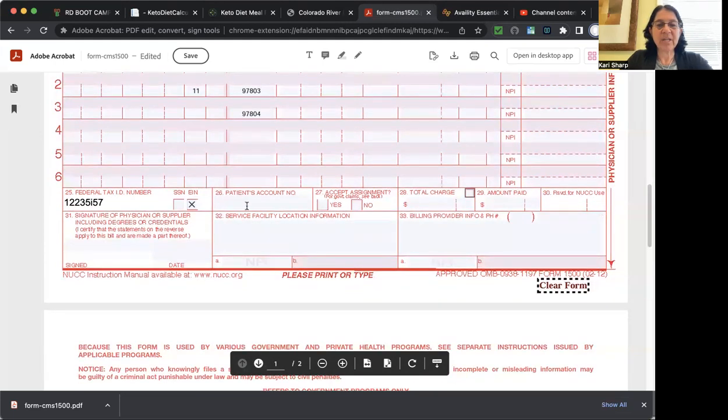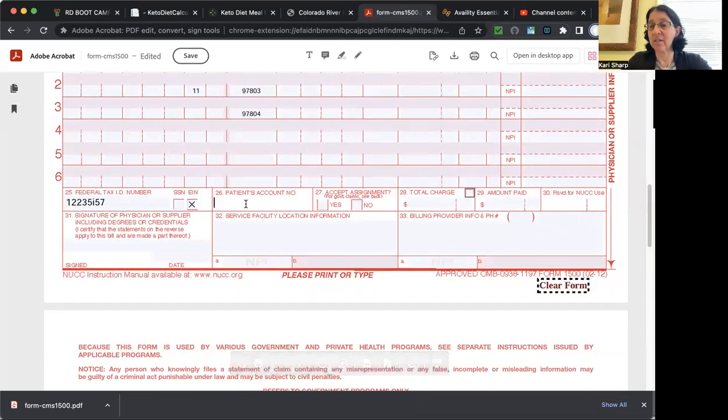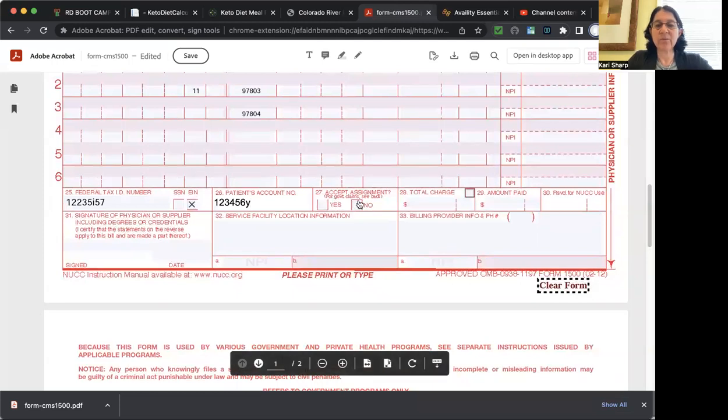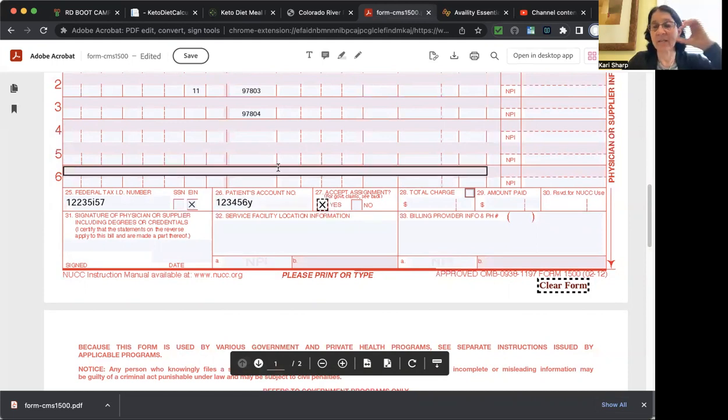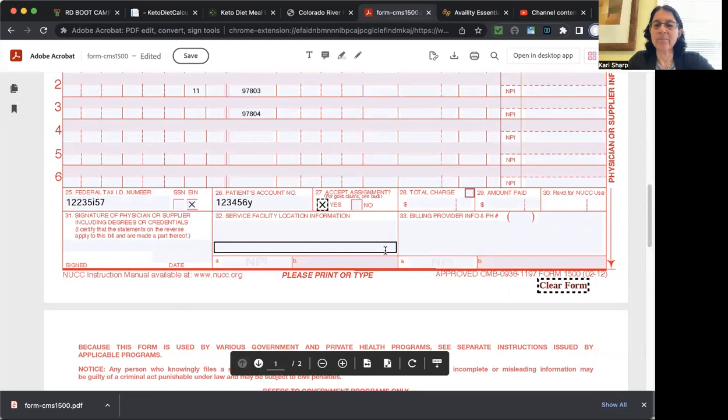Okay. Patient's account number is usually something the clinic or the hospital assigns the patient, or in private practice, you come up with a system of whatever you do as your patient account number. Okay. Do you accept assignment, which means are you a Medicare provider or not? Let's say you're a Medicare provider. Even though this isn't a Medicare claim, it doesn't matter. Maybe you are. All right, so you charged, again, your $400 for your 4 units.